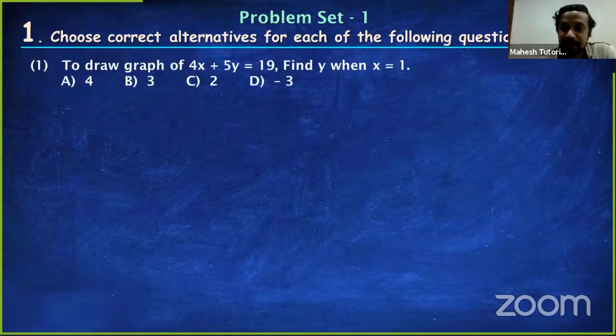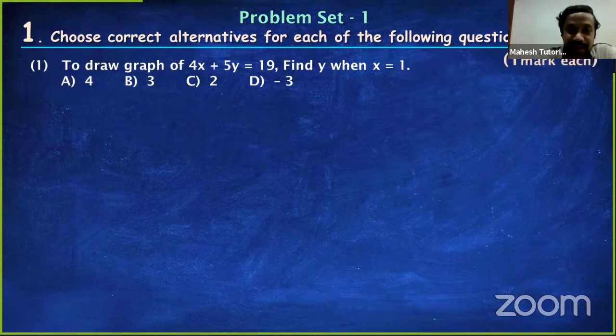The very first question says, to draw the graph of 4x plus 5y is equal to 90, find y when x equals 1. Oh, this is very simple. In fact, when we solve by the graphical method, we make a table in the graph, where one value we assume on our own, and the second value we find by putting that value in the equation. So that is what they have asked.